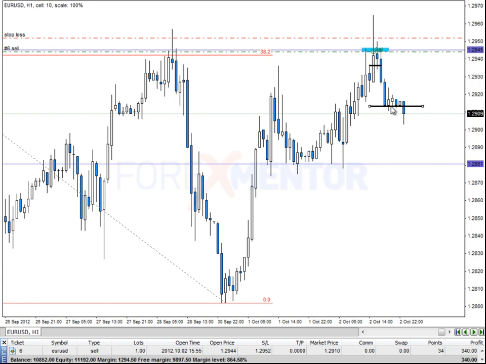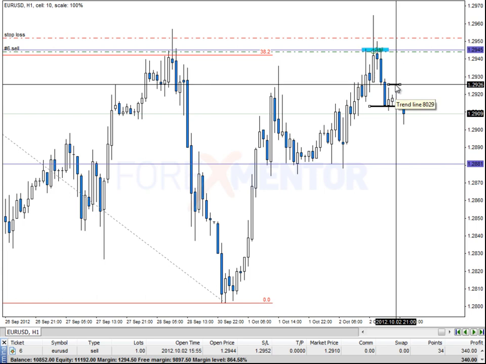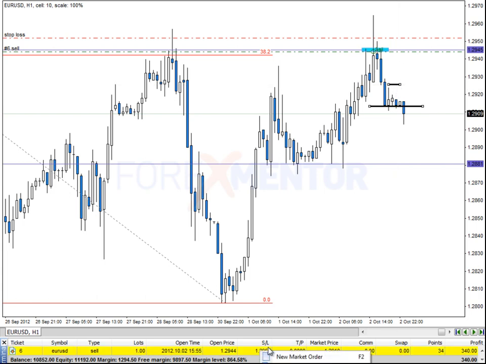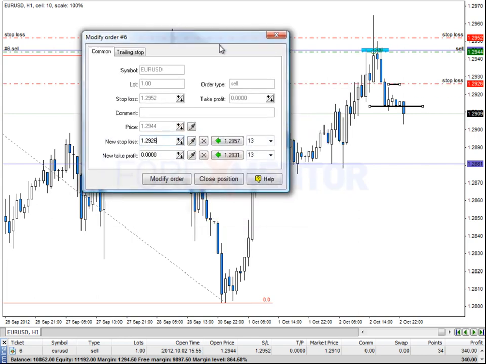What I want to do now is use this area as protection, and I'm going to move my stop loss right down to just below this swing high here, just above that. So that high is 29.24. So let's go 29.26. And at the same time I want to get my take profit in.